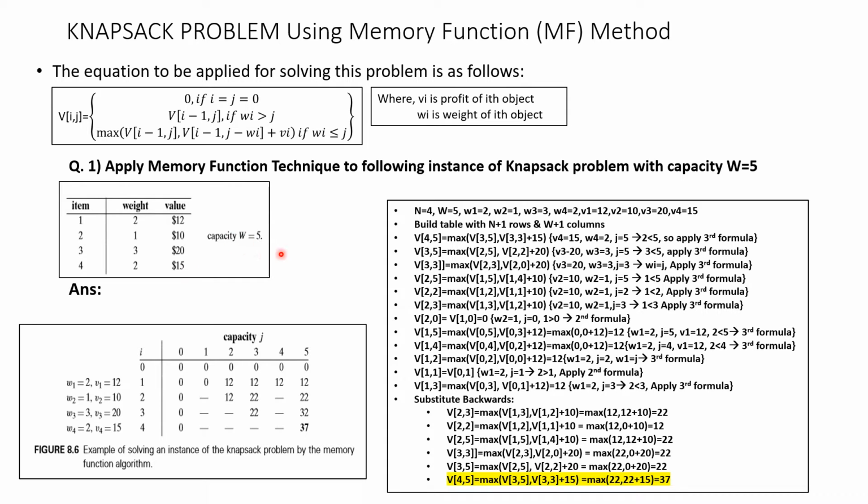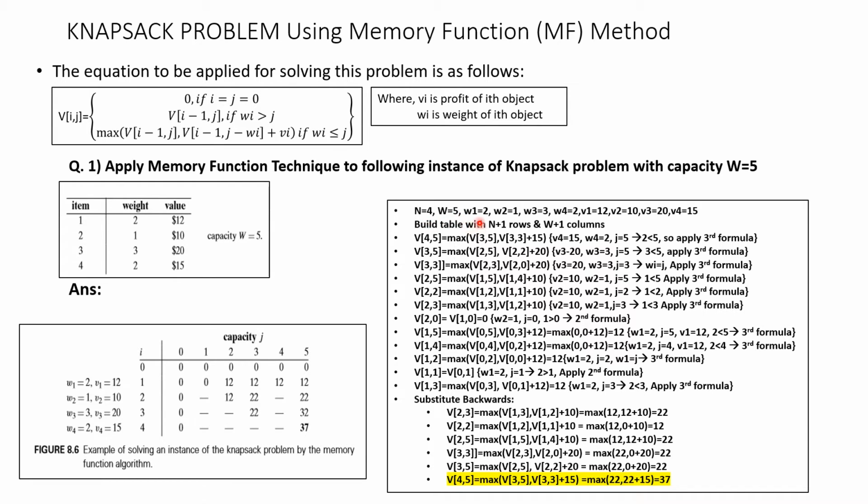Capacity given is 5. Now please remember W1 is 2, W2 is 1, W3 is 3, W4 is 2. V1 is profit, V1 is 12, V2 is 10, V3 is 20, V4 is 15. So what is the number of objects given here? The number of objects given, n, is 4, right? n is equal to 4. And what is the capacity? It is 5. n is equal to 4 and W is equal to 5 are the number of objects and the capacity.